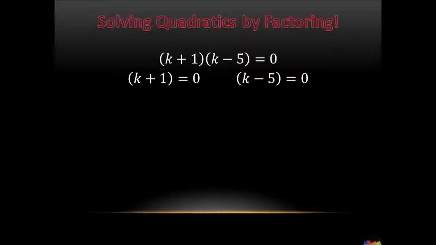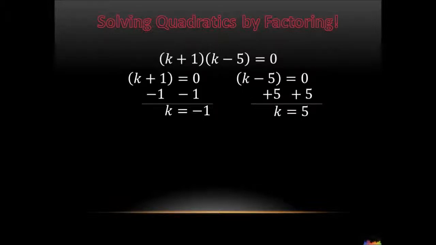For the first one, we're going to subtract 1 on both sides to get k by itself. When we do this, we get k equals negative 1. For the second one, we add 5 to both sides to get k equals 5. So our solutions are k equals negative 1 and 5.